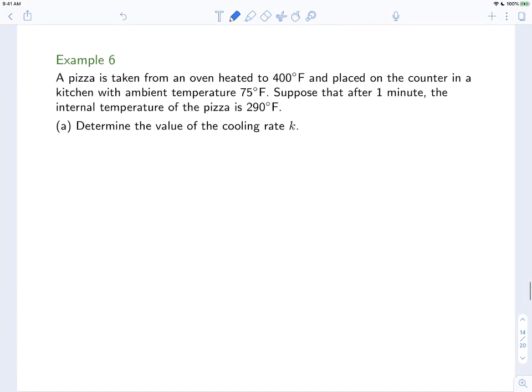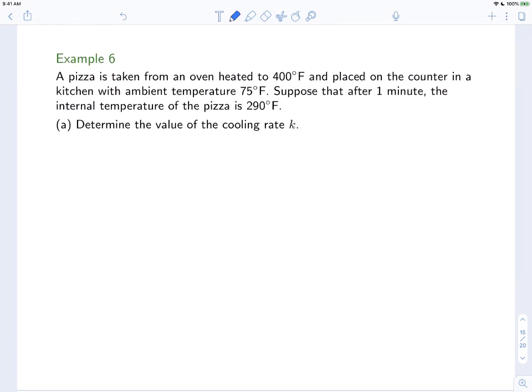Let's look at an example. A pizza is taken from an oven heated to 400 degrees Fahrenheit and placed on the counter in a kitchen with ambient temperature 75 degrees Fahrenheit. Suppose that after 1 minute, the internal temperature of the pizza is 290 degrees Fahrenheit. Determine the value of the cooling rate k. So in particular, we're assuming that we have the formula given to us by Newton's law of cooling. So capital T at lowercase t is equal to A times e to the kt plus the temperature of the surroundings.